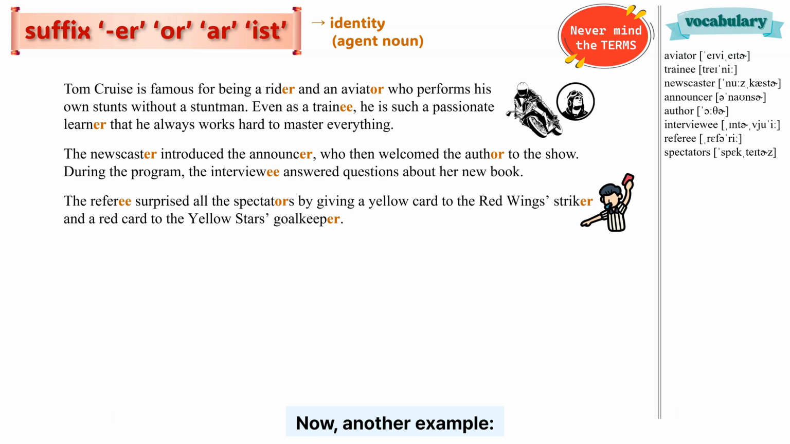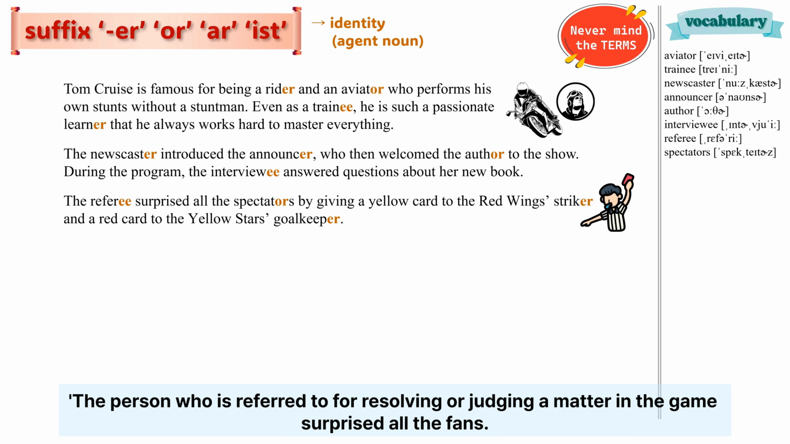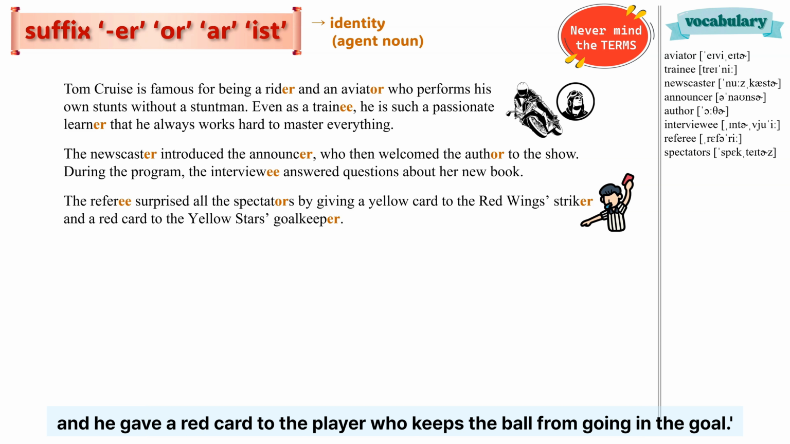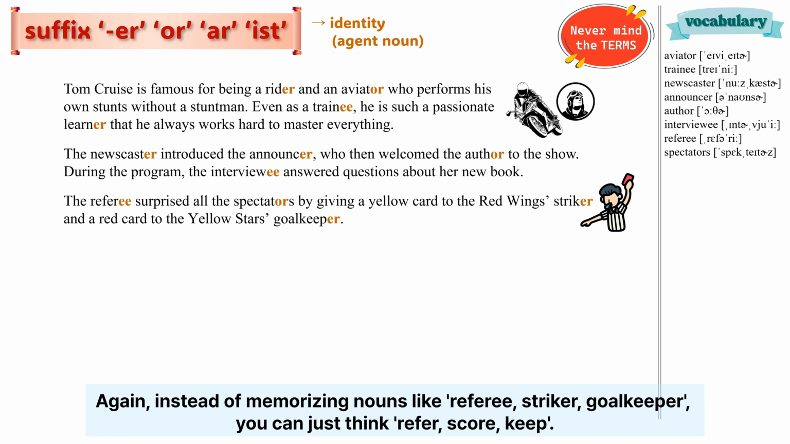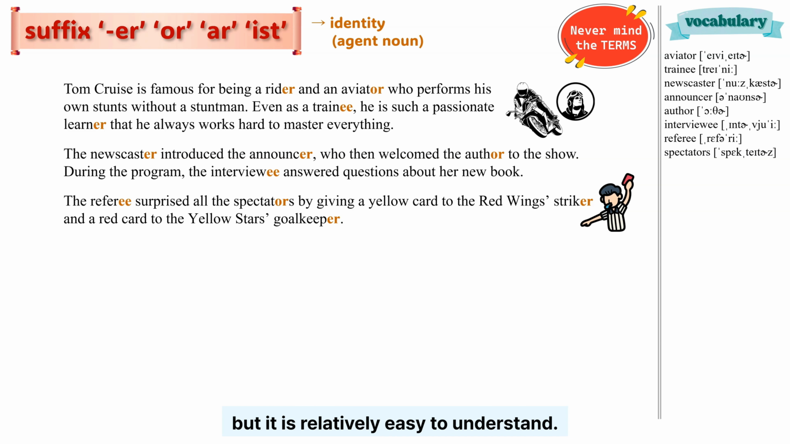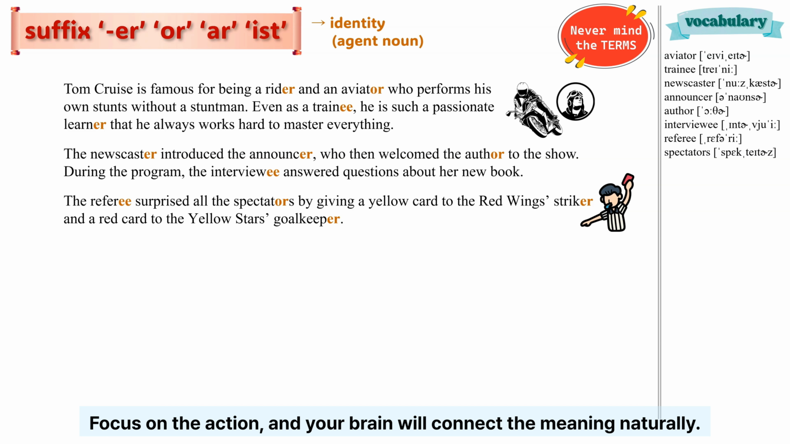Now another example. The person who is referred to for resolving or judging a matter in the game surprised all the fans. He gave a warning card to the player who tries to score, and he gave a red card to the player who keeps the ball from going in the goal. Again, instead of memorizing nouns like referee, striker, goalkeeper, you can just think refer, score, keep. Much easier, right? This example sentence plays with the symbolic meanings of yellow and red in football, but it is relatively easy to understand. So remember, don't try to memorize nouns one by one. Focus on the action, and your brain will connect the meaning naturally.